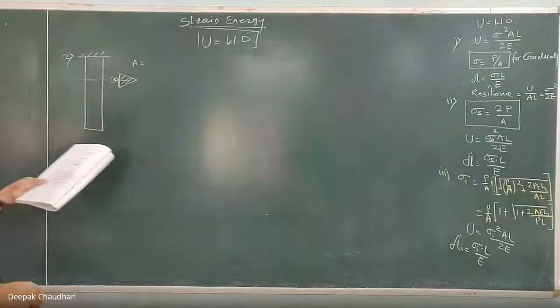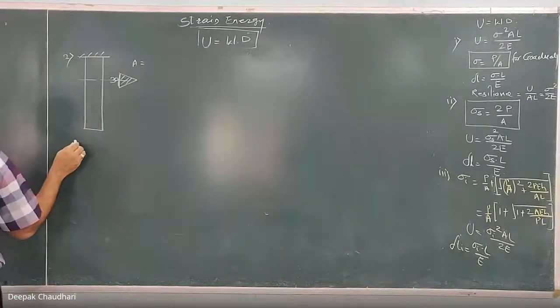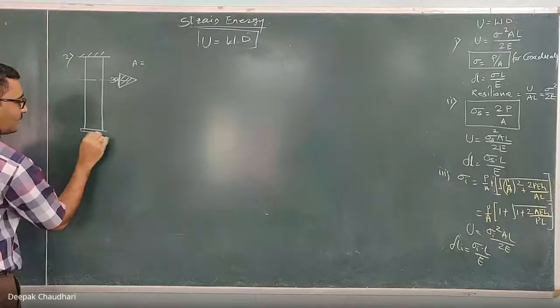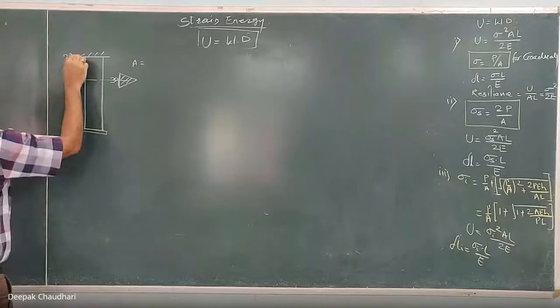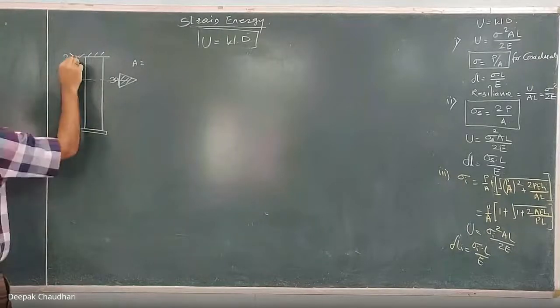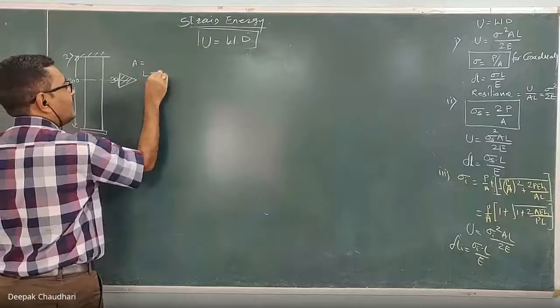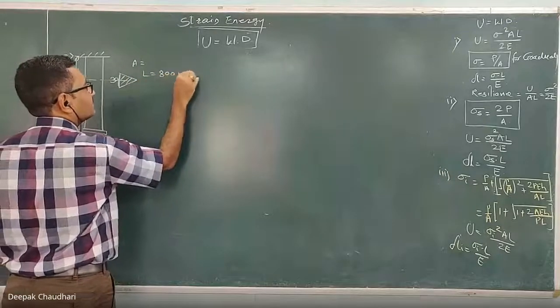The rod is firmly fixed at the top. There is a rigid collar at a distance of 800 mm from the top. Here, there is one rigid collar at the bottom at a distance of 800 mm from the top. It means that the length of the rod under consideration is 800 mm, L equal to 800 mm.